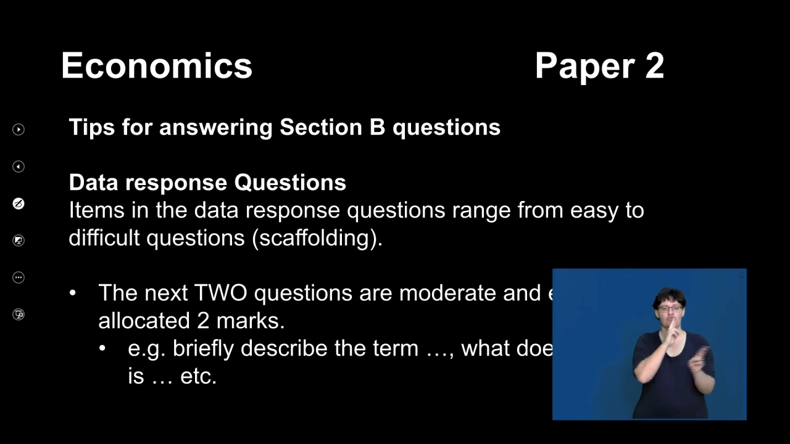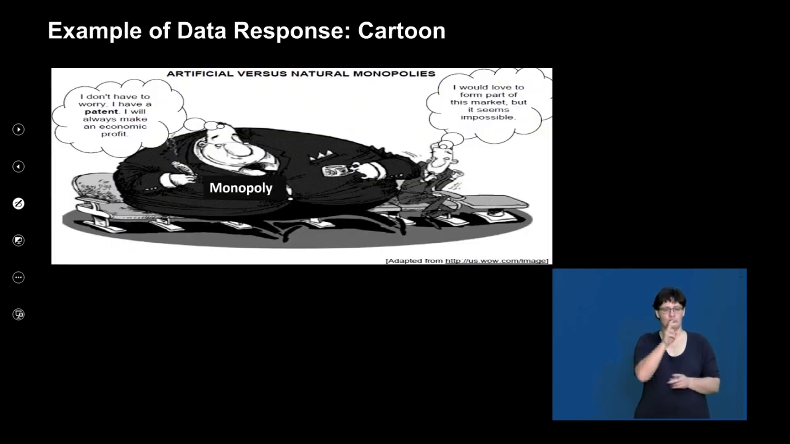These are items in the data response questions. They range from easy to difficult. Again, there is scaffolding there. The next two questions are moderate and each is allocated 2 marks. For example, you have to look at questions that ask you to briefly describe the term, what does this mean, what is, etc. Let's look at the cartoon again.